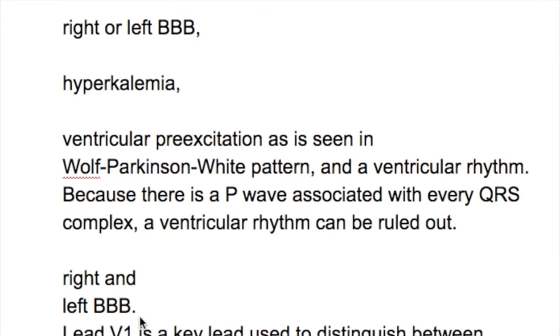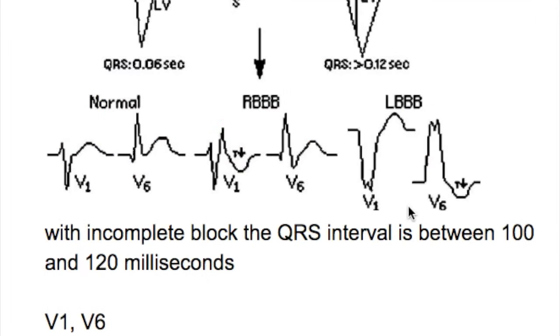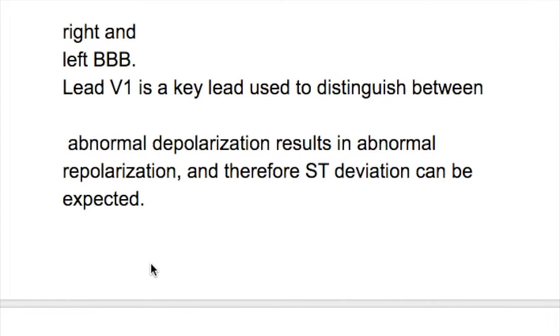The right and left bundle branch block, and remember the formula for the right is MARROW. Remember that: M-shaped or notch or rabbit ear with T inversion in left bundle branch block, and W shape and T inversion in chest lead V1 in right bundle branch block. Abnormal depolarization results in abnormal repolarization, and therefore ST deviation can be expected.